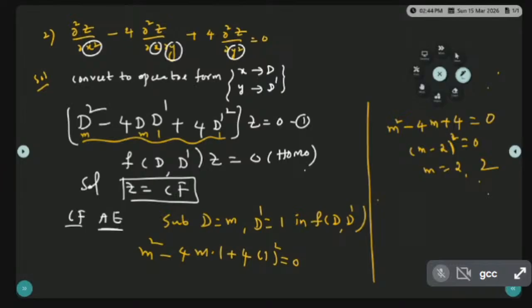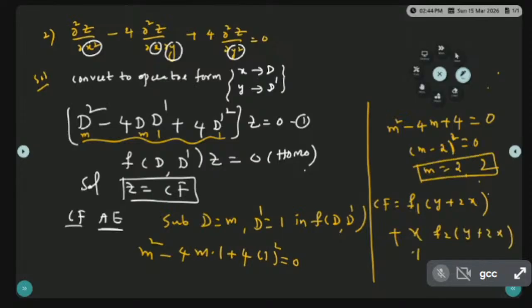F1 of ... plus F2 of ..., because 2 is repeated, x will come. F1 of y plus 2x plus x into F2 of y plus 2x.